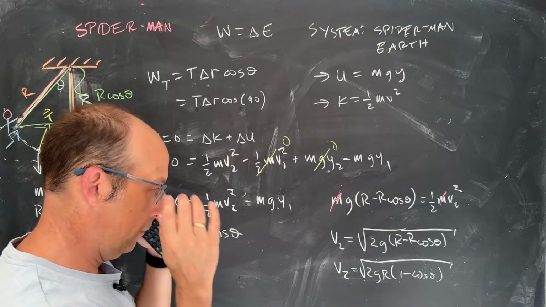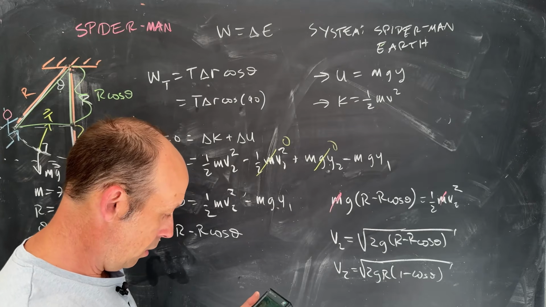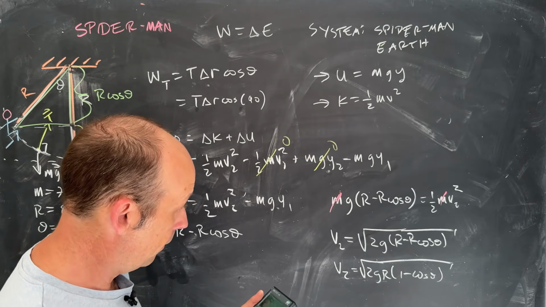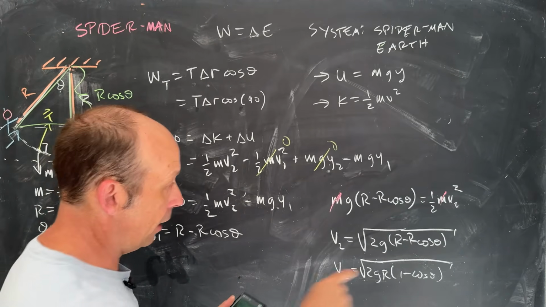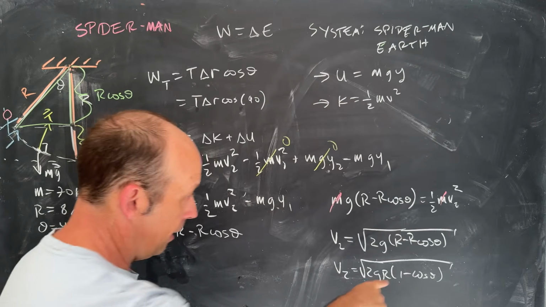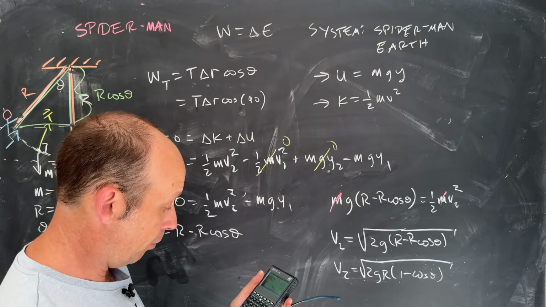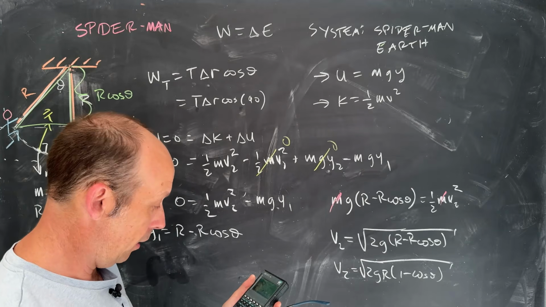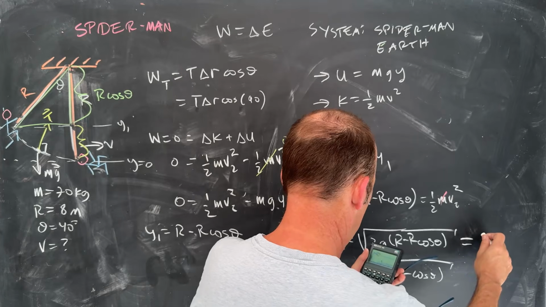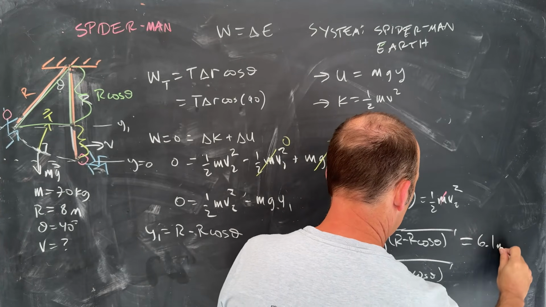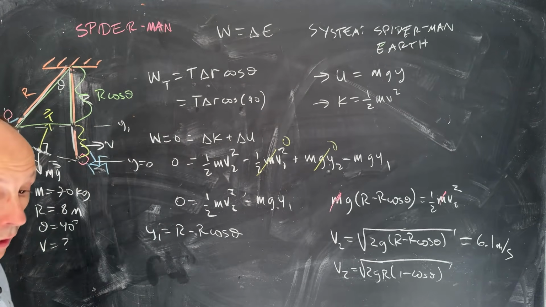Calculator. Okay, so I have 9.8 times r, which was 8 meters, 8 times. I'm going to do 1 enter, and then I'm going to take the cosine of 40. Make sure your calculator is in degree mode. Subtract that, multiply, square root, and I get a velocity of 6.1. Okay, so there you go.